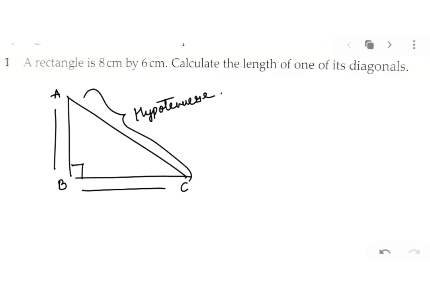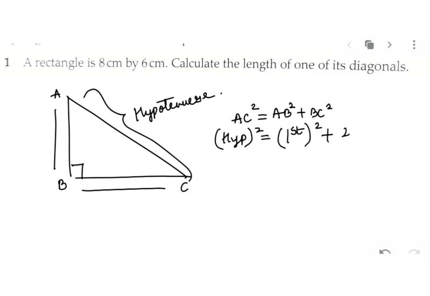Yes. So now how to find the length of the hypotenuse? We'll go for AC square equals AB square plus BC square. That means your hypotenuse square is equal to first side square plus second side square. Got my point clear? Yes. Let's start with our first problem.